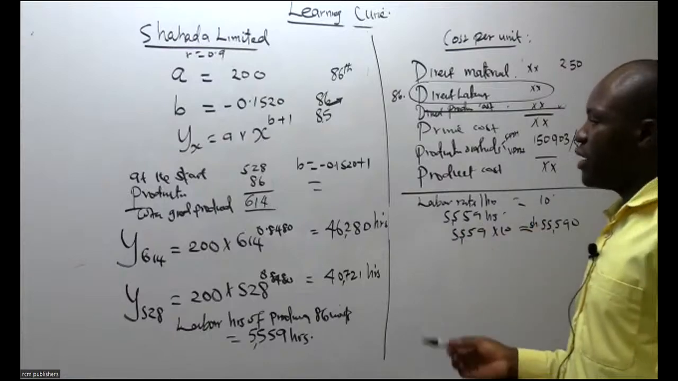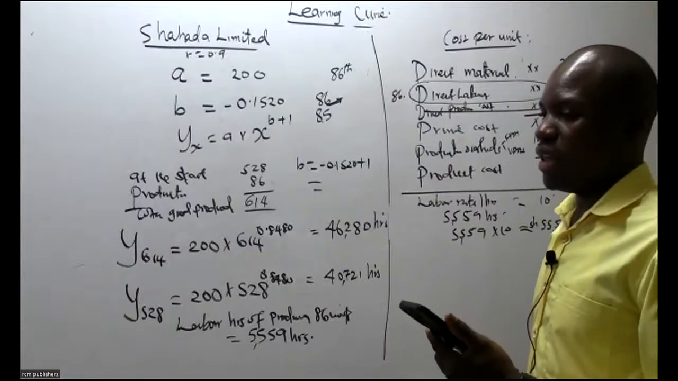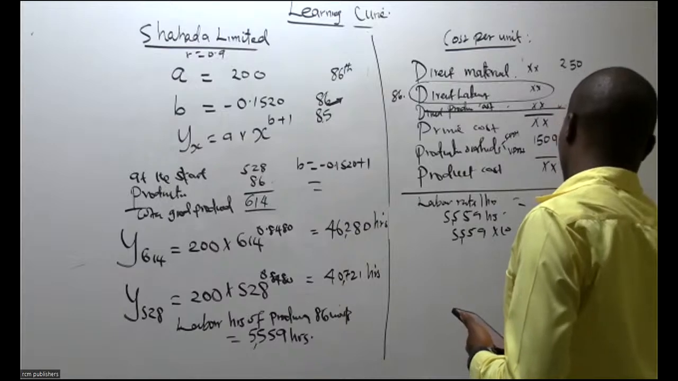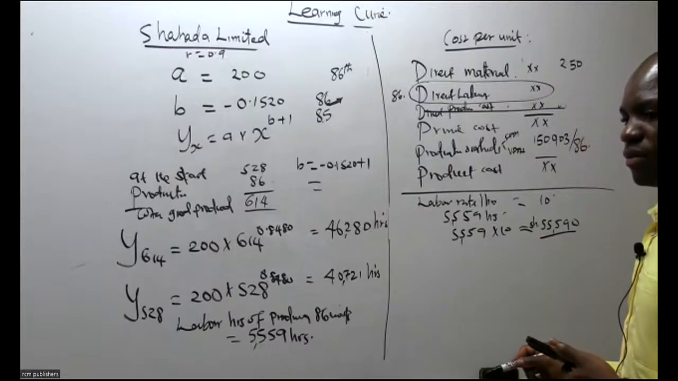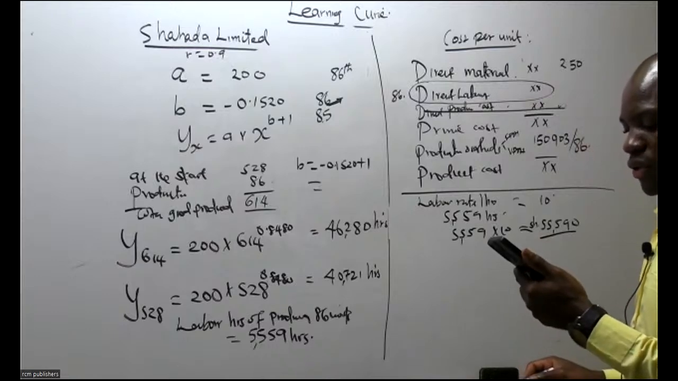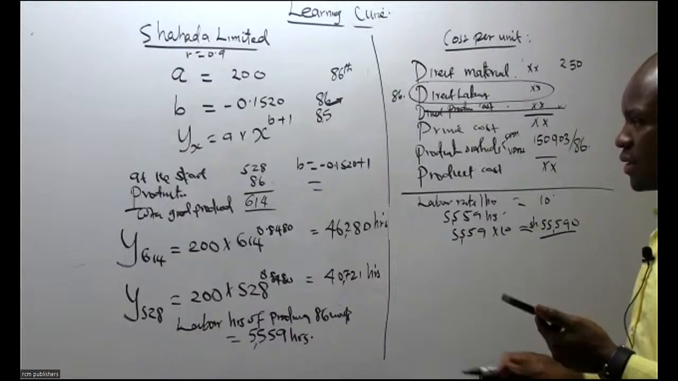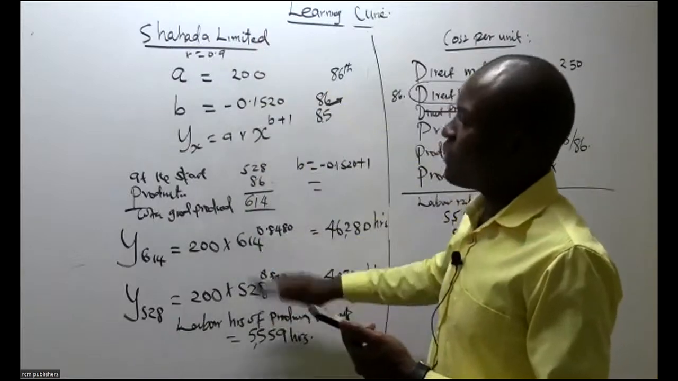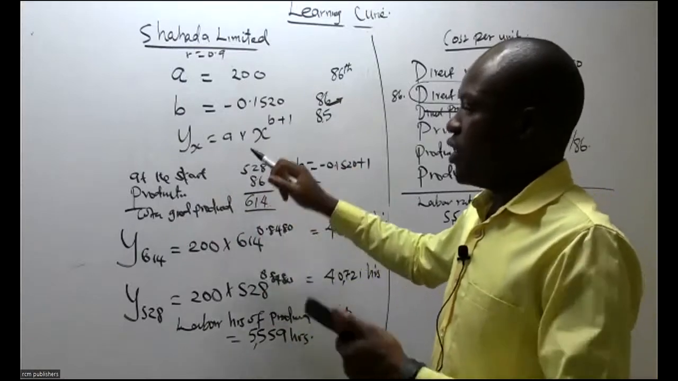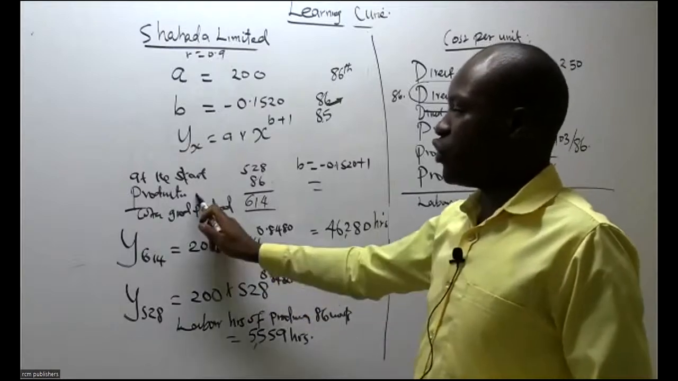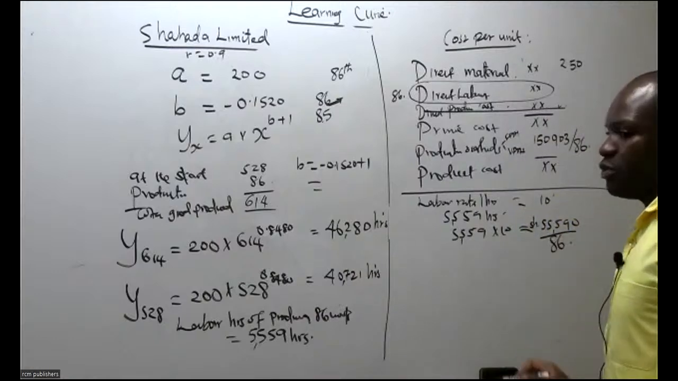This amount was incurred during the previous period. And in the previous period, how many units did they manage to produce? At the start, remember all this data is for the previous period. At the start of that previous period, they had 528. During the period, they managed to produce 86. So it is 86 units that were produced in that period.